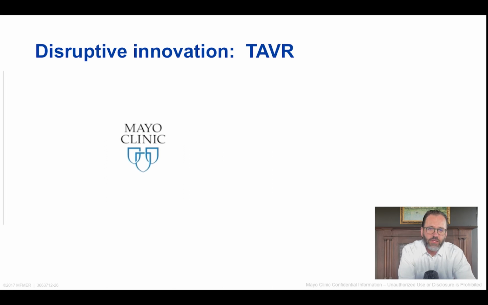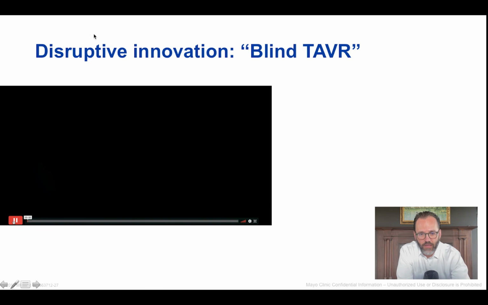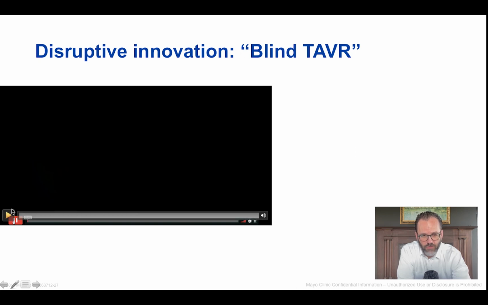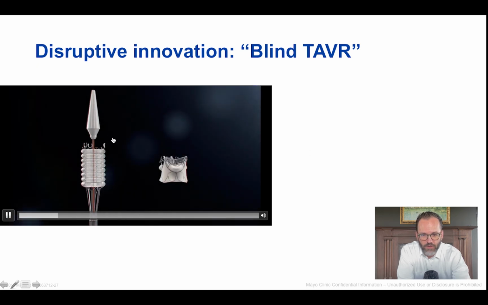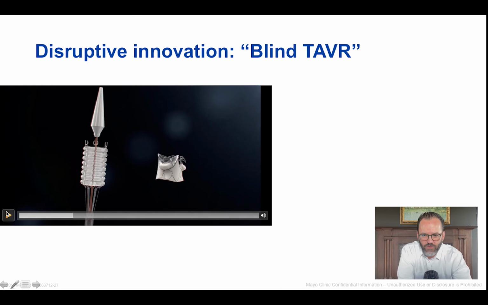limited, and it's very challenging to do this in relatively low-income or low-resource countries where aortic valve disease is still a major problem. And so here, when we look at very disruptive innovations, this one was actually developed by a cardiac surgeon. His name's Peter Zilla. You can view it as being somewhat of a blind TAVR. So this is called straight access technology.